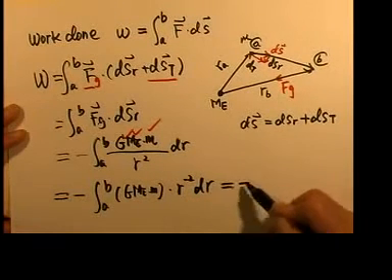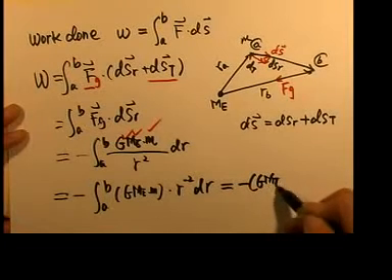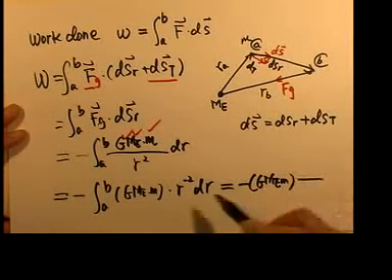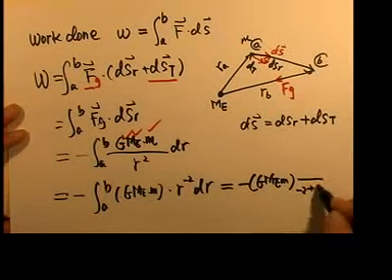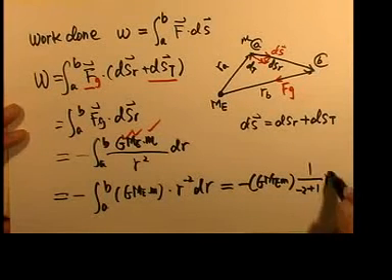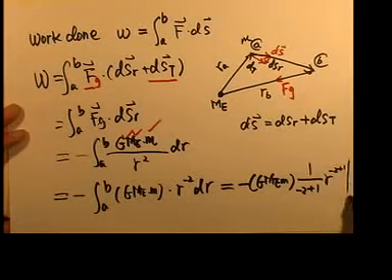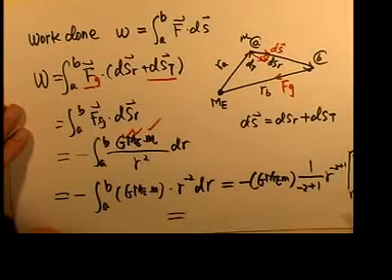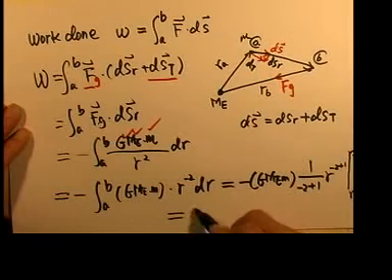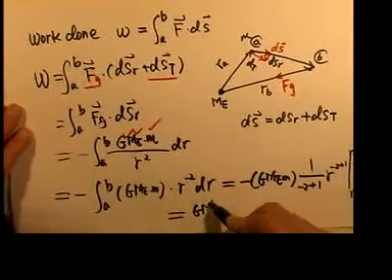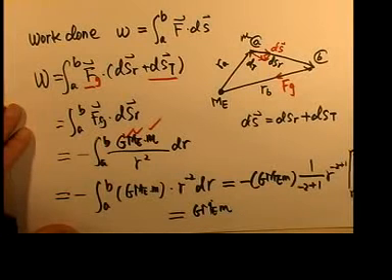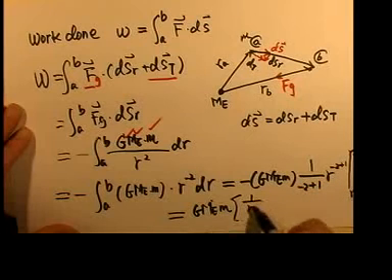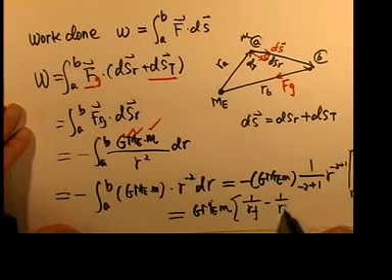So the result is negative of the constant, which comes out. The integral of this will be negative 2 plus 1 as denominator, and r to the negative 2 plus 1, from r initial to r final. If we look at this result, this negative and that negative cancel. We have G M_E m times 1 over r_f minus 1 over r_initial.